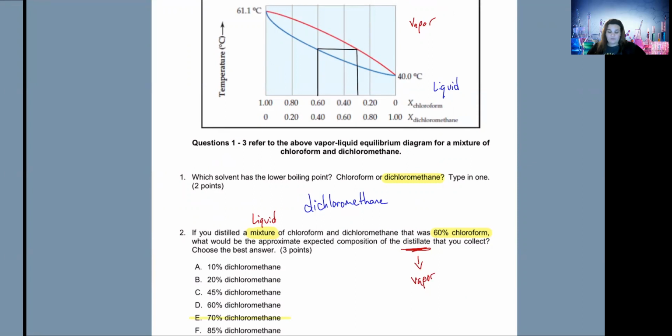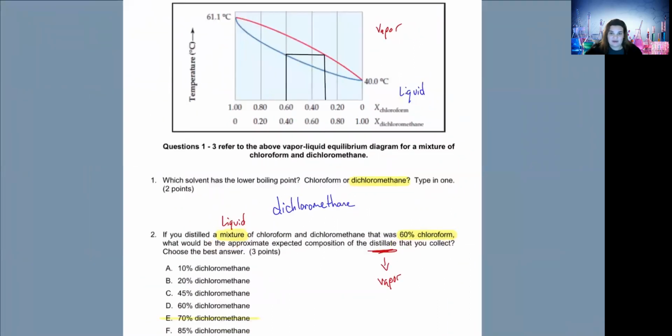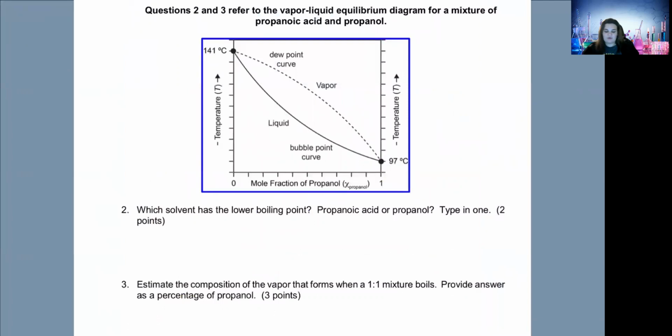Okay, so those are big, scary phase diagrams. We got another one for you, so let's do it. Questions 2 and 3 refer to the vapor-liquid equilibrium diagram. So go ahead, pause it, try it out, and then we will review it together. Okay, great. So here they want to know which solvent has the lower boiling point, propanoic acid or propanol.